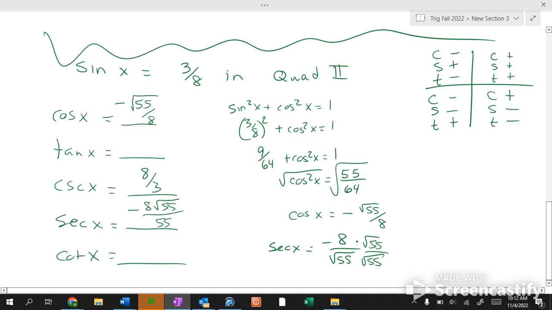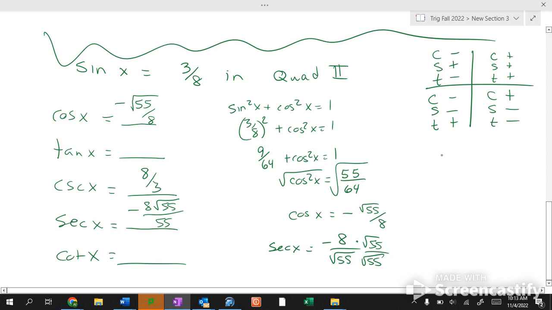Now we just have tangent and cotangent left. What is tangent equal to? What over what? 1 over cotangent, but that doesn't get me anywhere when cotangent is blank. Sine over cosine. So we can do sine over cosine. Or, I could find cotangent because cosecant's here.